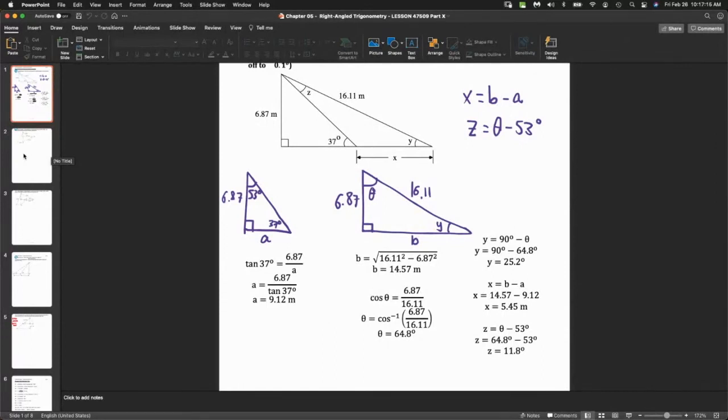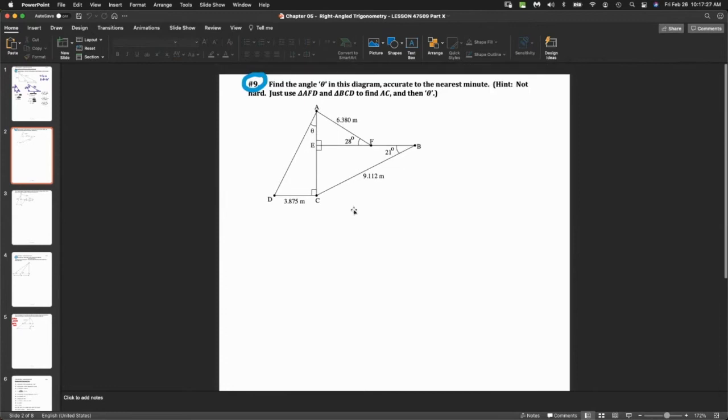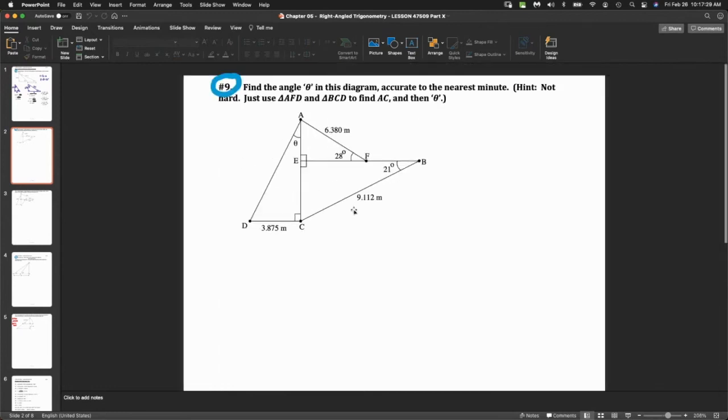So we're going to do one more question with these compound triangles, and then we're going to do a third question to complete the chapter. So let's take a look at this one. The question here is to find the angle theta. You see theta up there? We're trying to find theta accurate to the nearest minute. So that's looking a little bit gross, because it's this type of question you kind of have to work through.